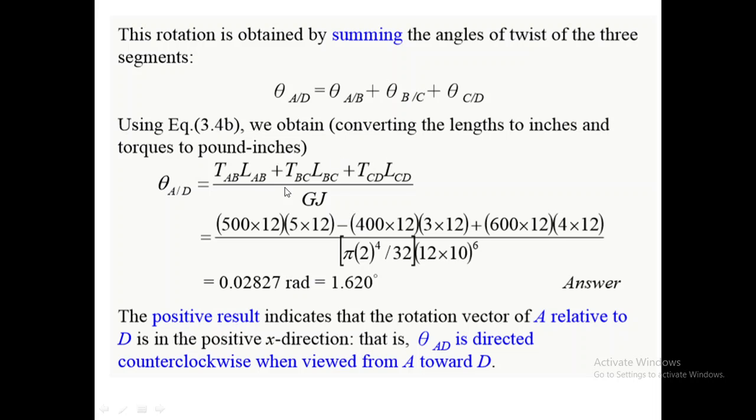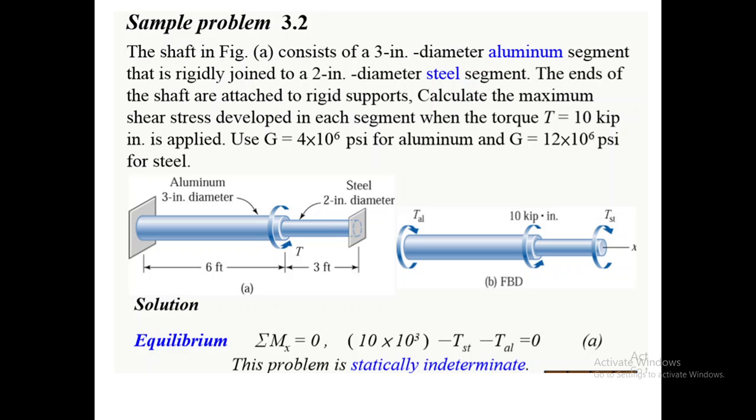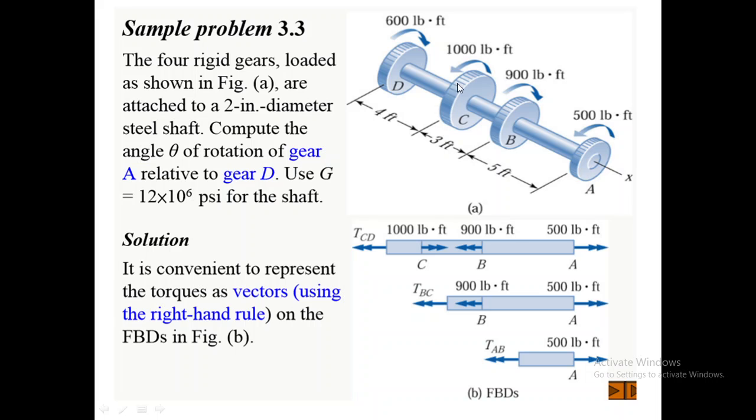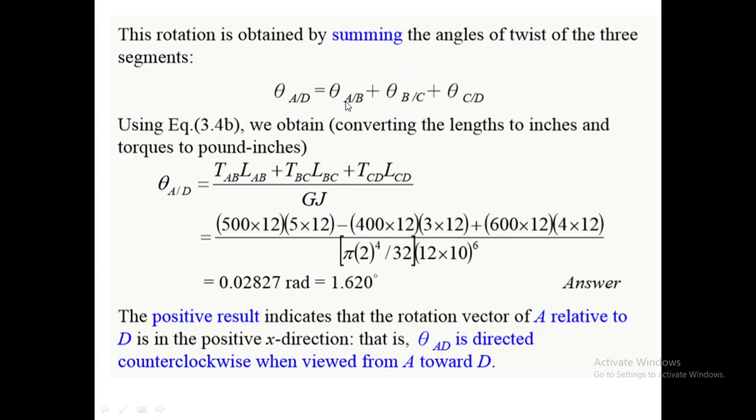So this is one example where we will be using the compatibility equation as well as equilibrium equations to calculate the shaft angle of twist. In the first problem, the angle of twist was the same. In this problem, the angle of twist was the same, but torque was different. In this problem, torques are different for different portions, as well as the angle of twist. So the angle of twist at the end will be the summation of all the portions.